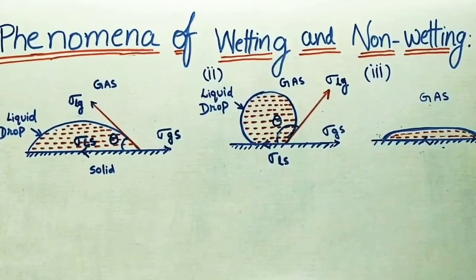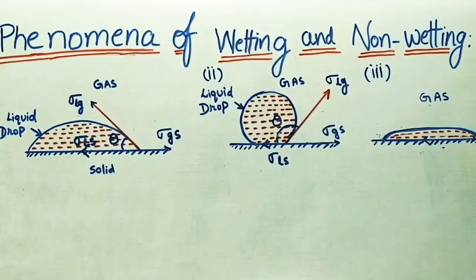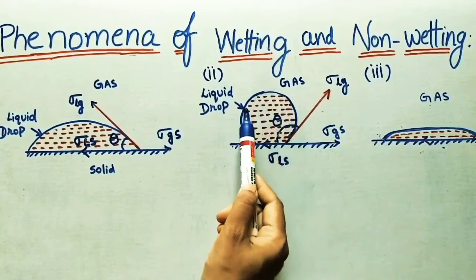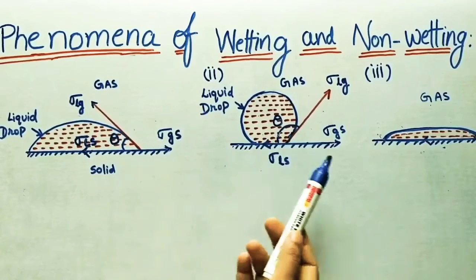We are taking some liquid drop here. It is in the form of a spherical shape, and here it is spread on the surface. Three cases we took here. So three types of different liquids will have different wetting phenomena.